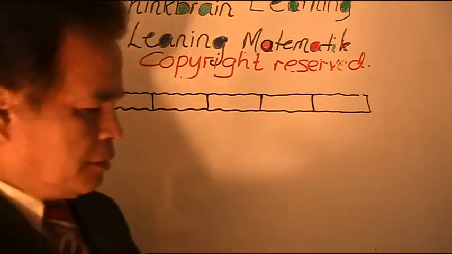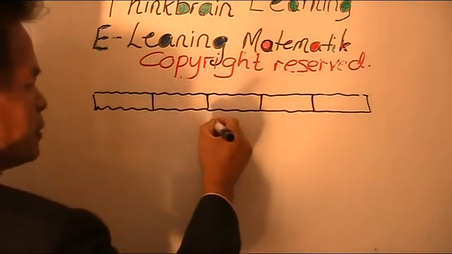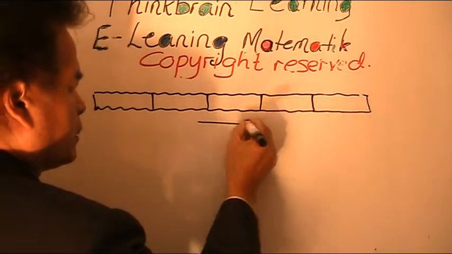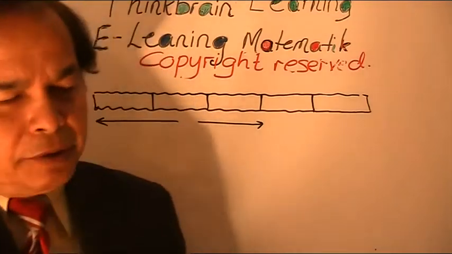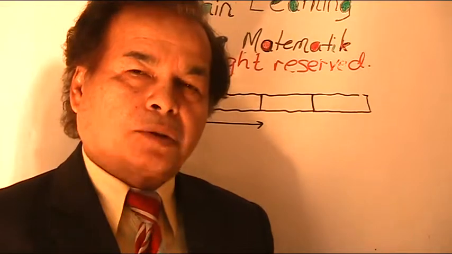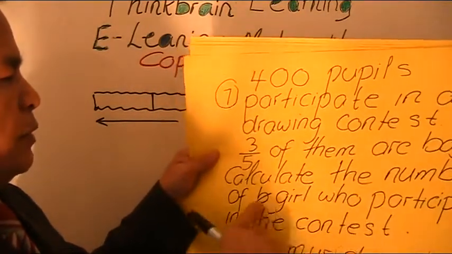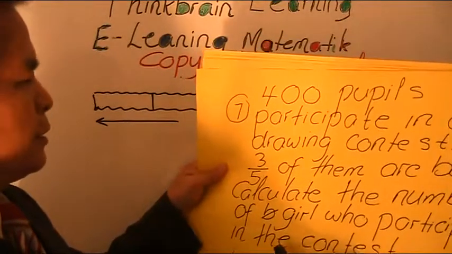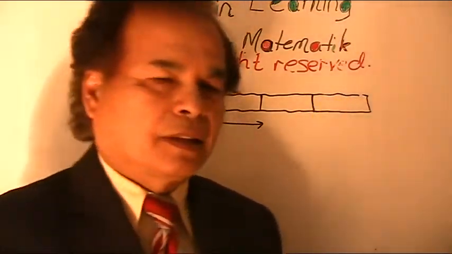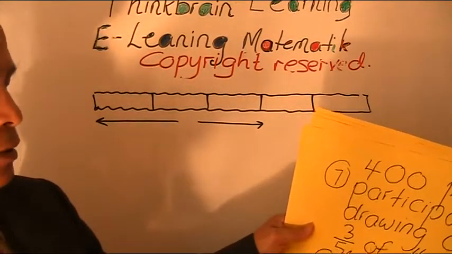Okay. So now you see 3 parts, 3/5 are boys. So now you just put all the data. Now, before that, you have to ask the question: What am I supposed to find? Read the question first. Calculate the number of girls who participate in the contest.